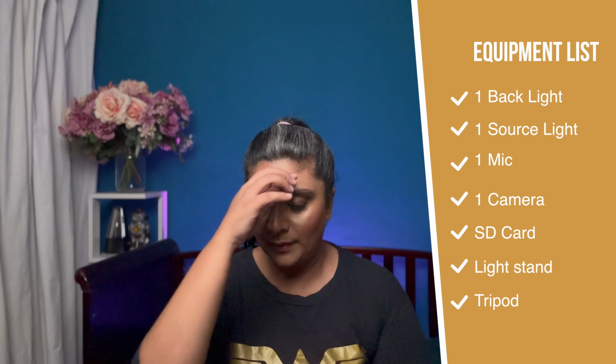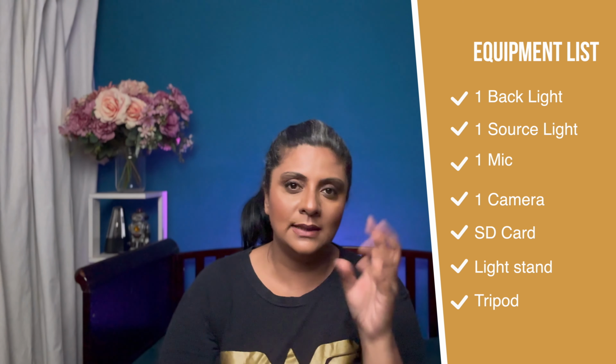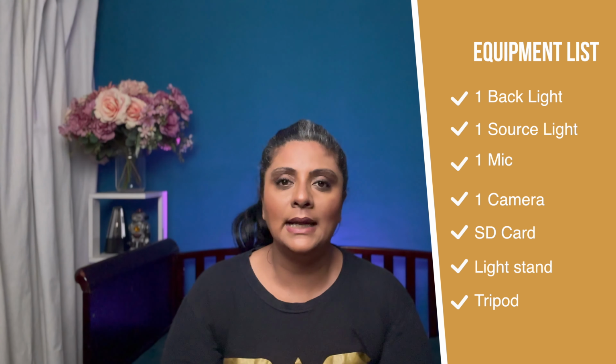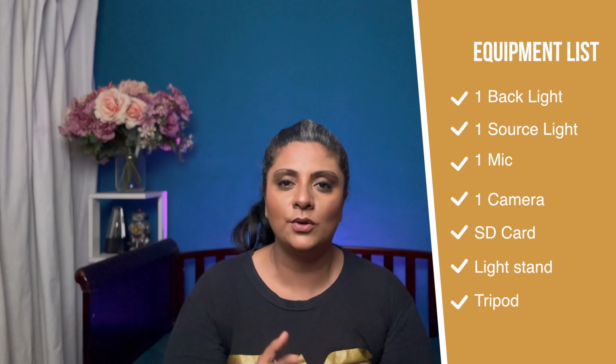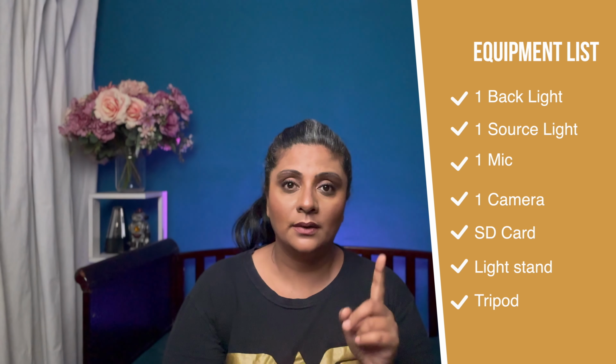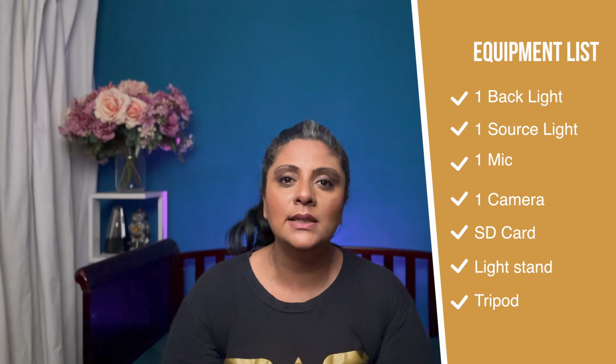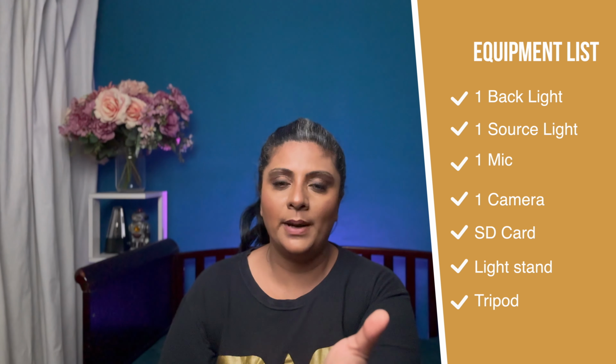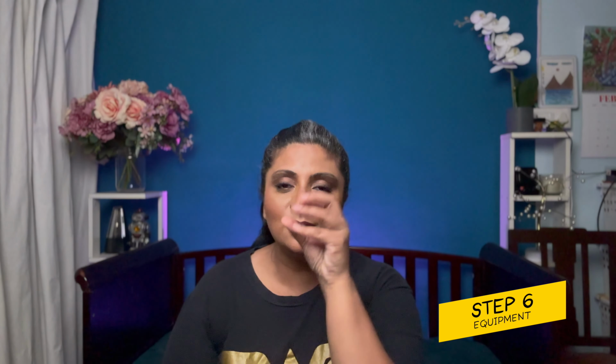Mic, camera, light, and of course set. So if I was supposed to write in my equipment list of what I need, I would say 1 backlight, 1 front light, 1 main source light, 1 mic, batteries or whatever, the SD card that goes with it, and my camera device. Right now I'm shooting with the iPhone 14 Pro Max, so I don't need my camera, my SD card, all that. I'm just shooting like that. So this is my equipment list.